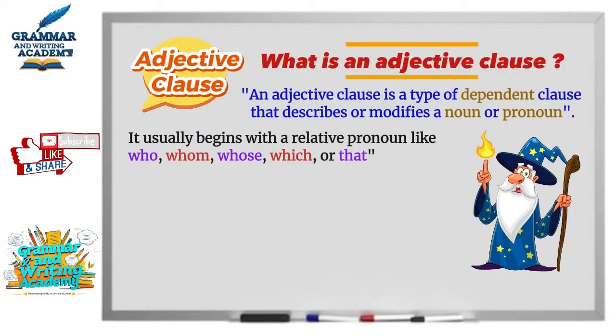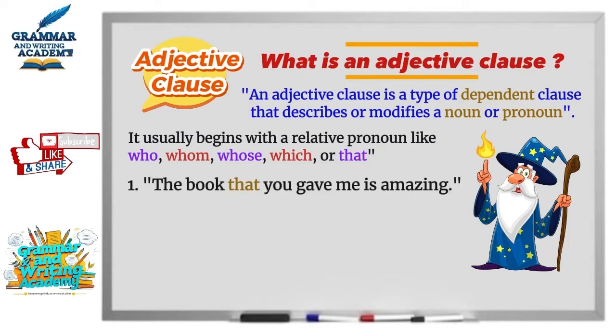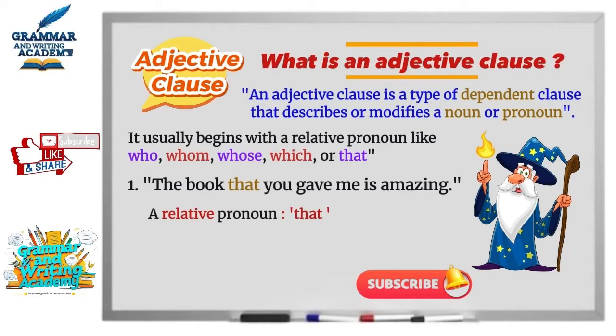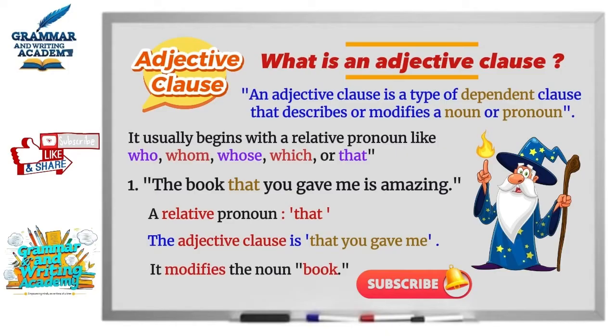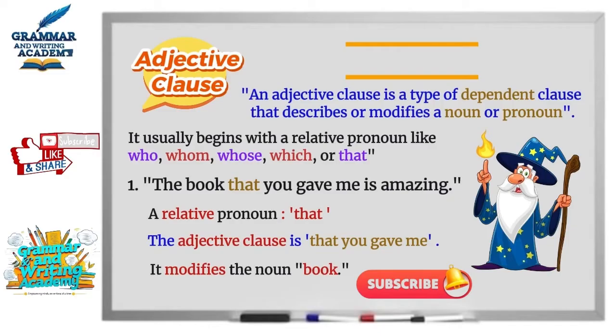Here we have some examples of adjective clauses. 1. The book that you gave me is amazing. In this sentence, we have a relative pronoun which is that, and it is followed by a clause. The adjective clause is that you gave me. It modifies the noun book. Remember that the adjective clause can't stand alone. We consider it a subordinate clause.